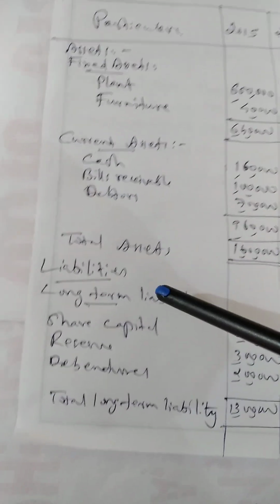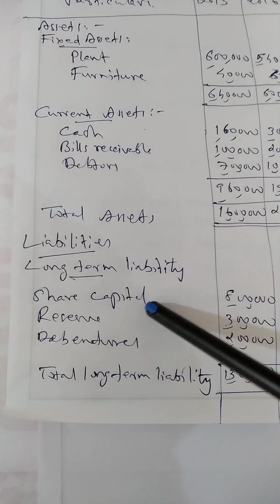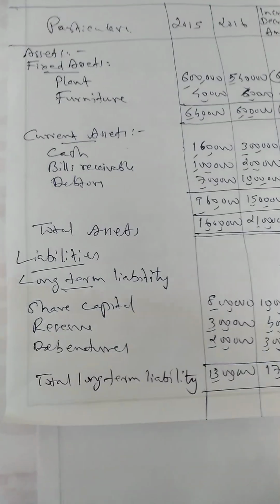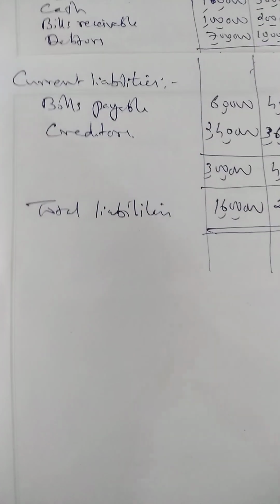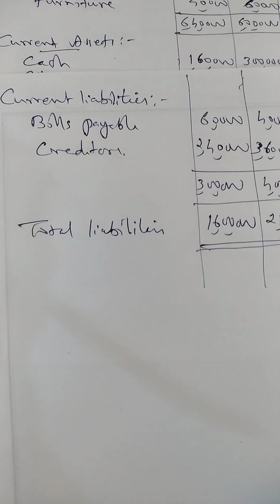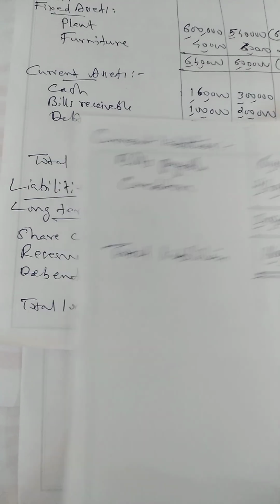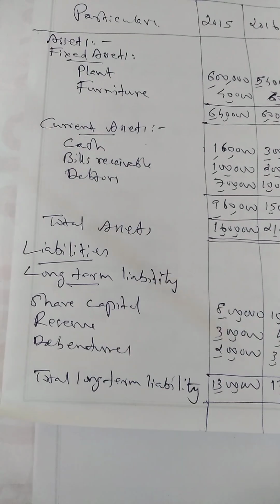Then liabilities. Liabilities consist of long-term liabilities and current liabilities, isn't it? So long-term liabilities consist of share capital, reserve and debenture. It should be shown first, and then take the total of long-term liability, and thereafter show the current liabilities. Current liabilities here consist of bills payable and creditors. Okay. Then the long-term liabilities and current liabilities are totaled and the same will be shown as total liability. Okay. So this is the format of preparing the comparative balance sheet.